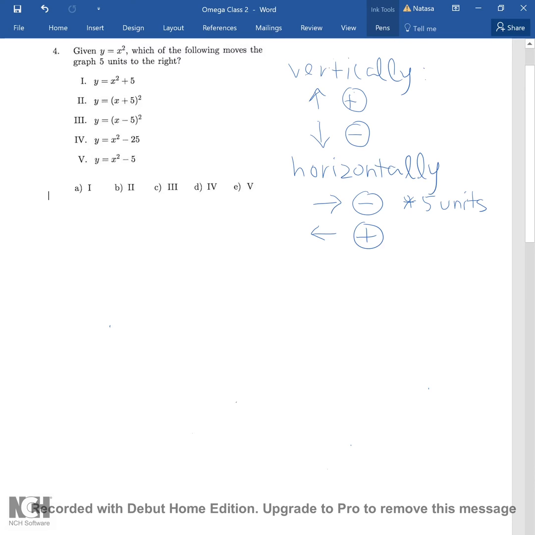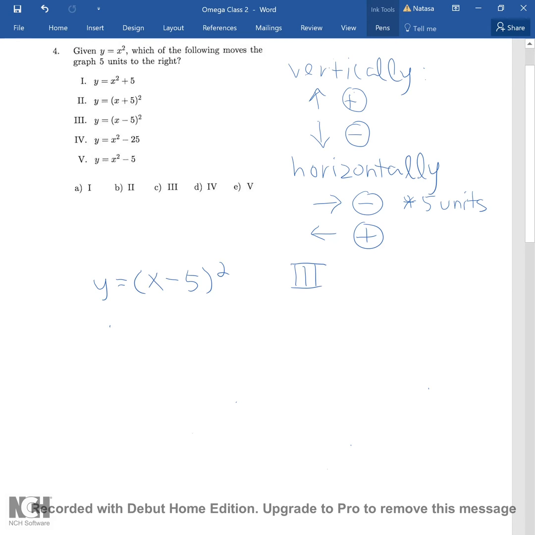So this means that we get y equals, inside the squared term, x minus 5, squared. So this indicates that our answer is answer 3.